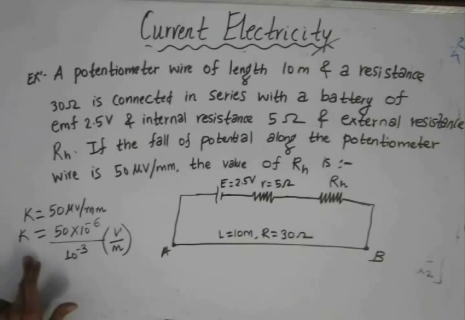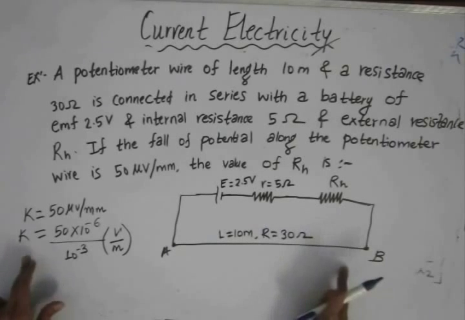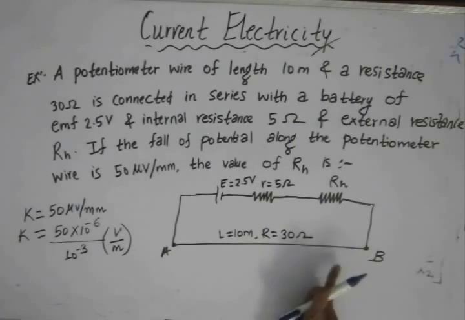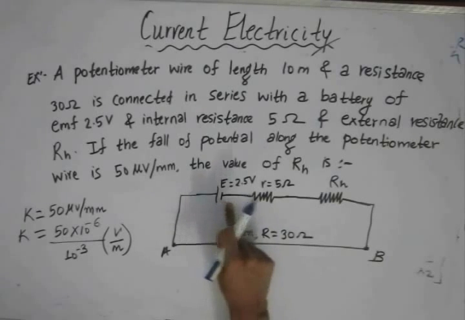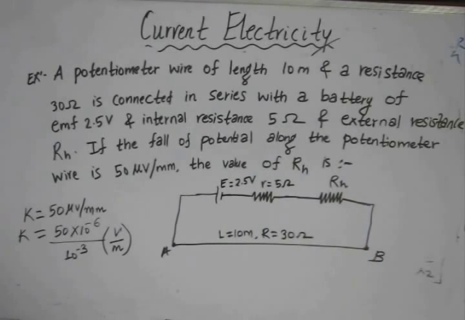Now we know the value of the potential gradient, the length of the potentiometer wire, the resistance associated with the potentiometer wire, the internal resistance, and the EMF of the cell. The thing which is unknown to us is the external resistance RH. So what we can do here is use the formula for the potential gradient.